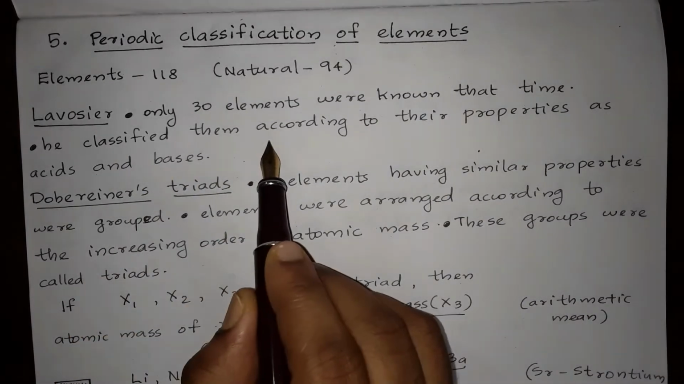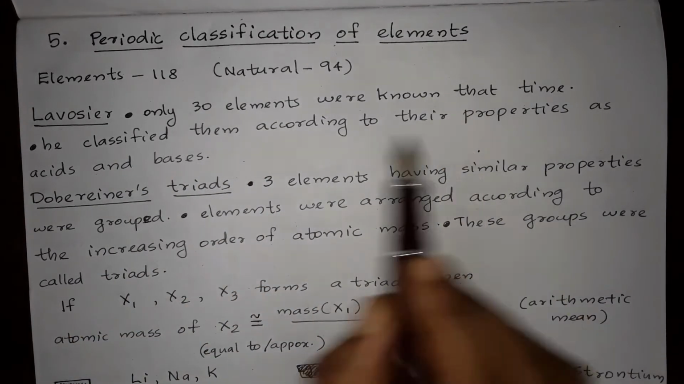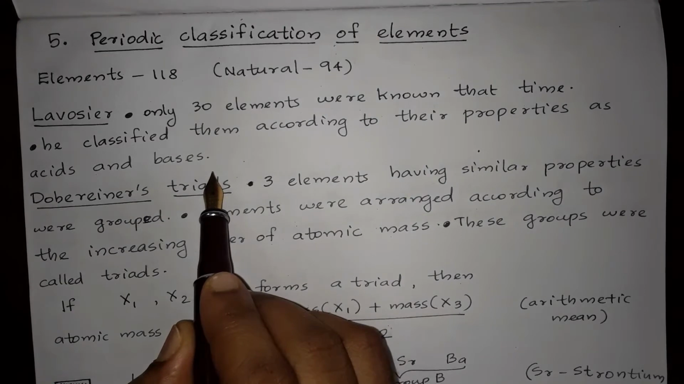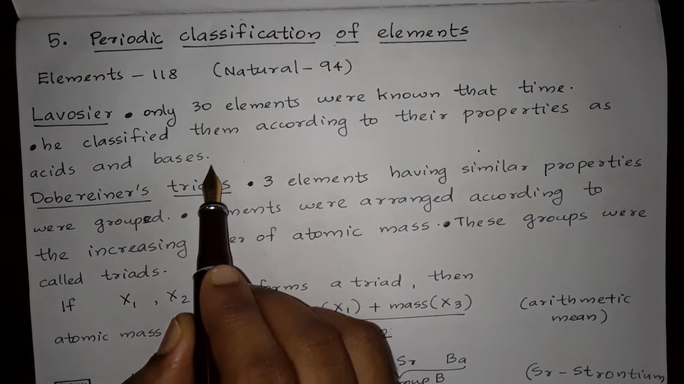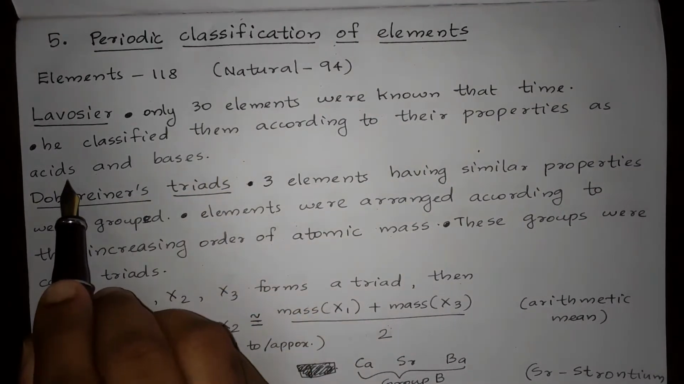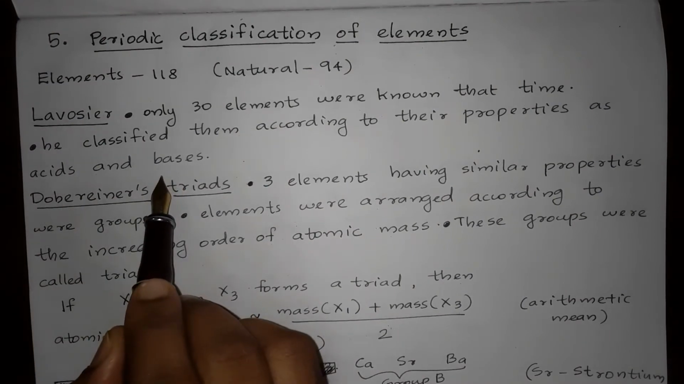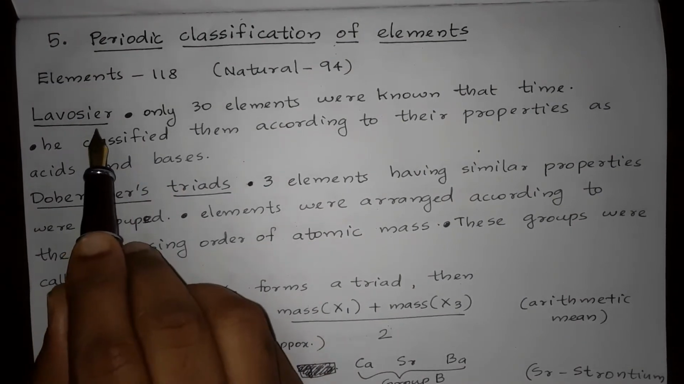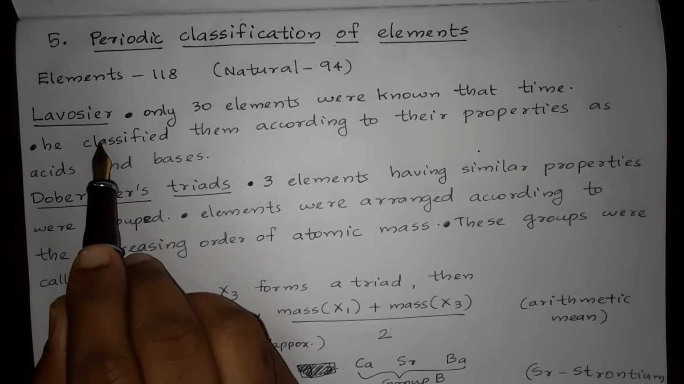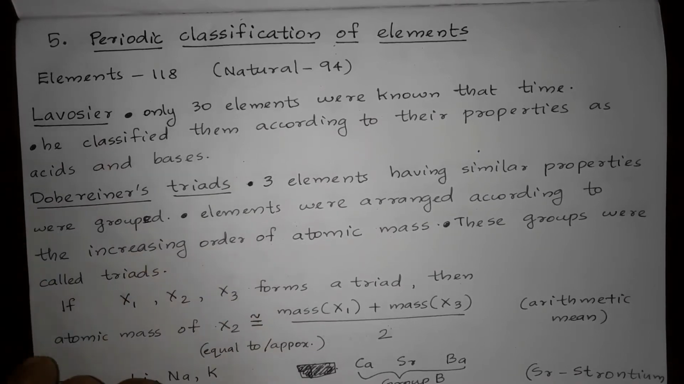So he classified them according to their properties as acids and bases. But we know some elements do not belong to these two classifications, right? Thus, that mode of classification was not perfect.